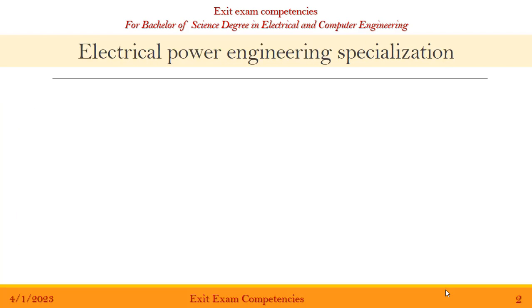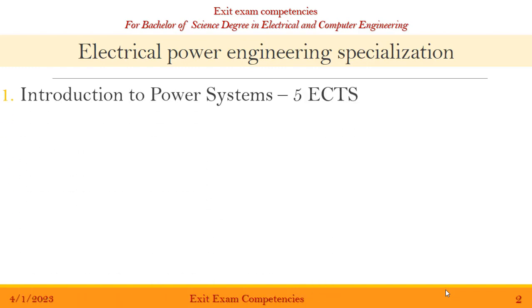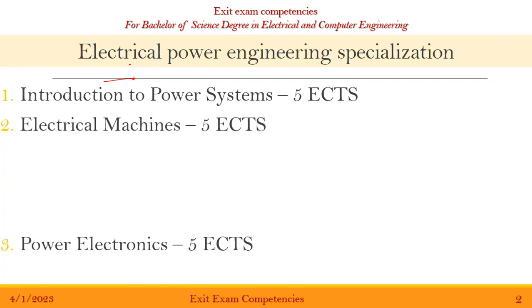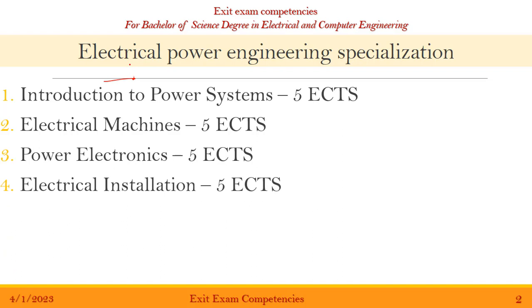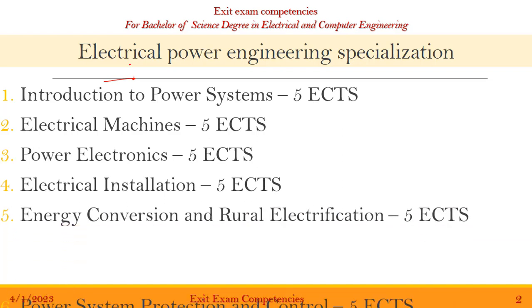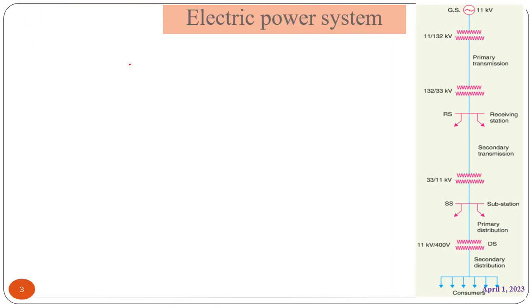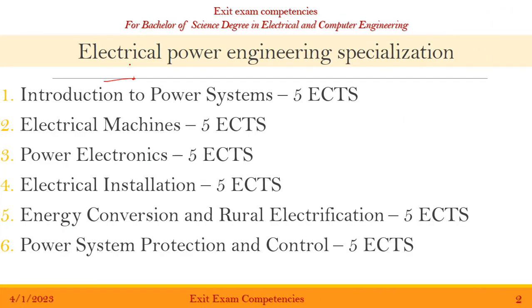When we come to the electrical power engineering specialization, the first course is Introduction to Power System. The second ones are Electrical Machines, Power Electronics and Drives, Electrical Installation, Energy Conversion and Rectification, and Power System Protection and Control. These are the six specialized courses for electrical power students. So these are interrelated courses.